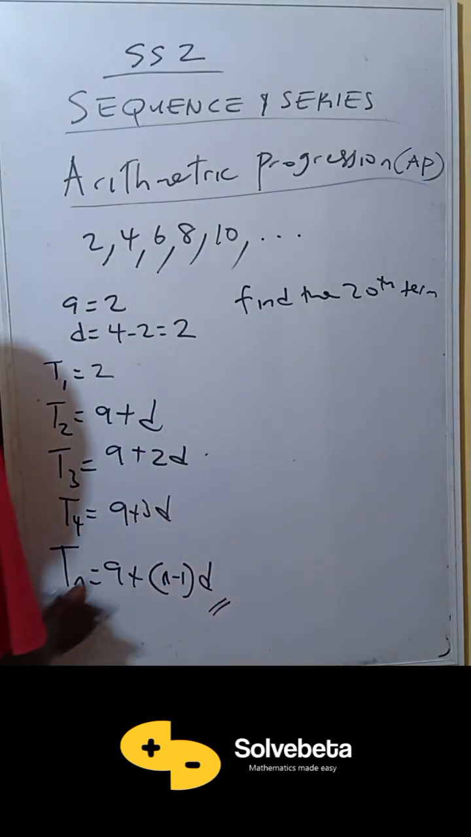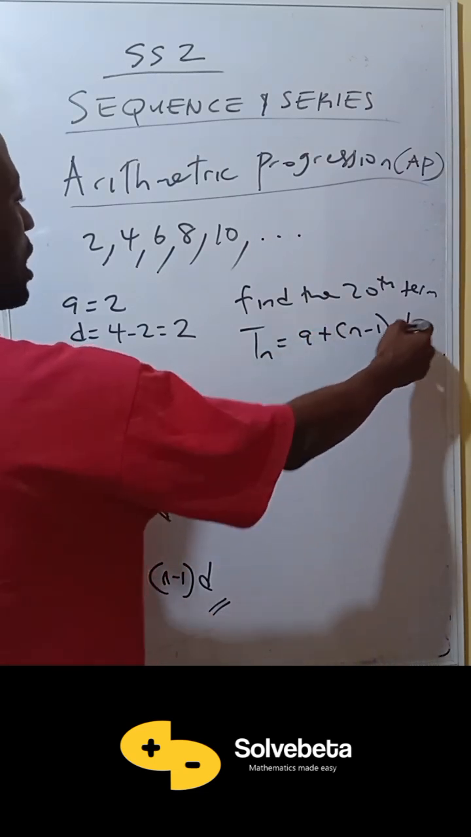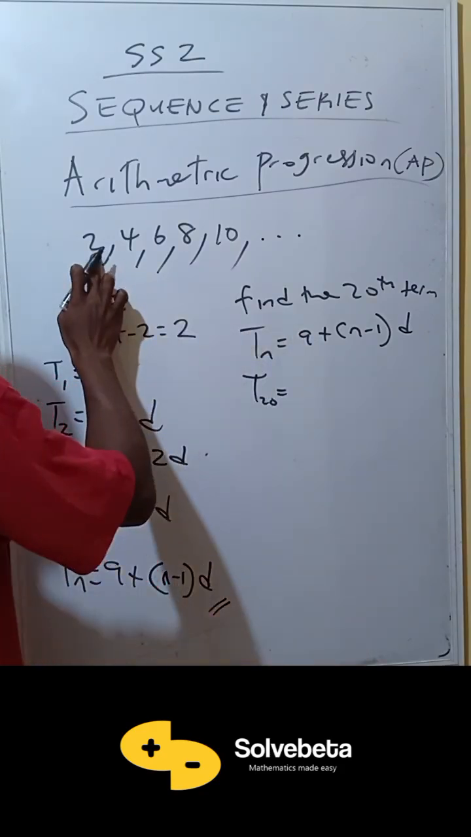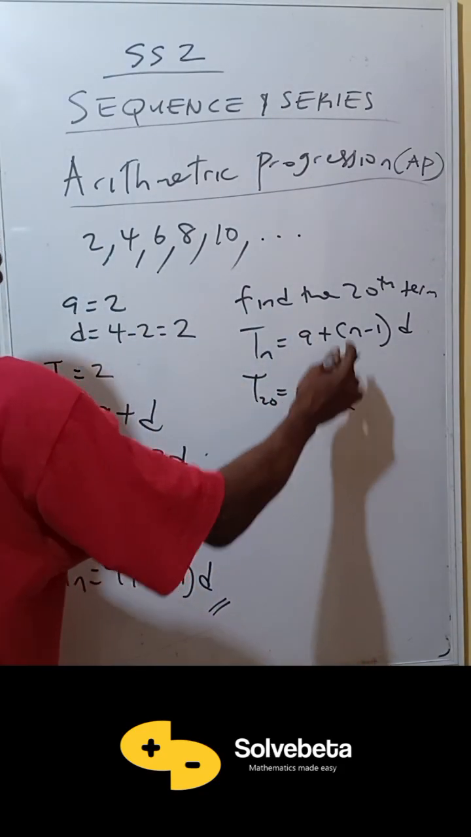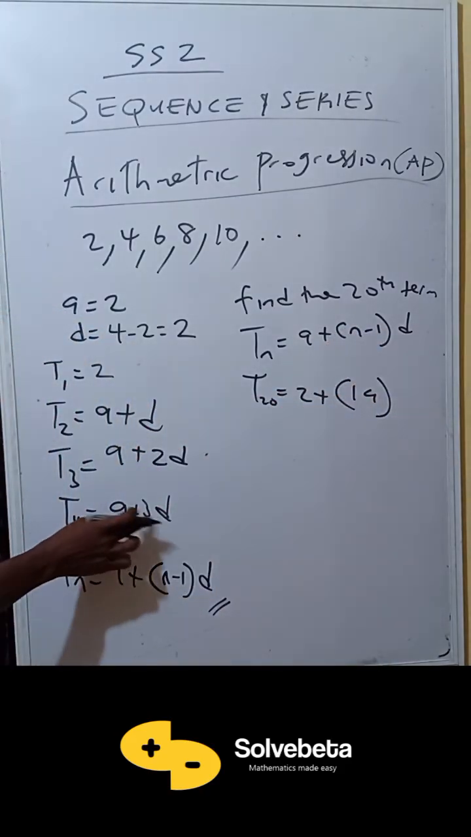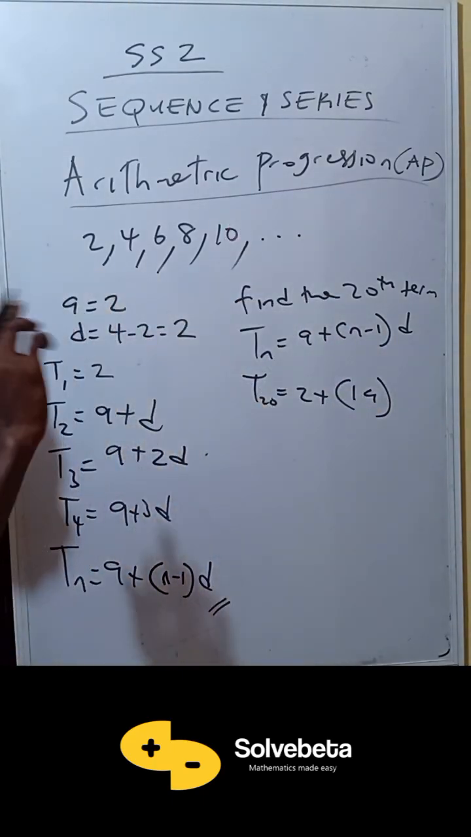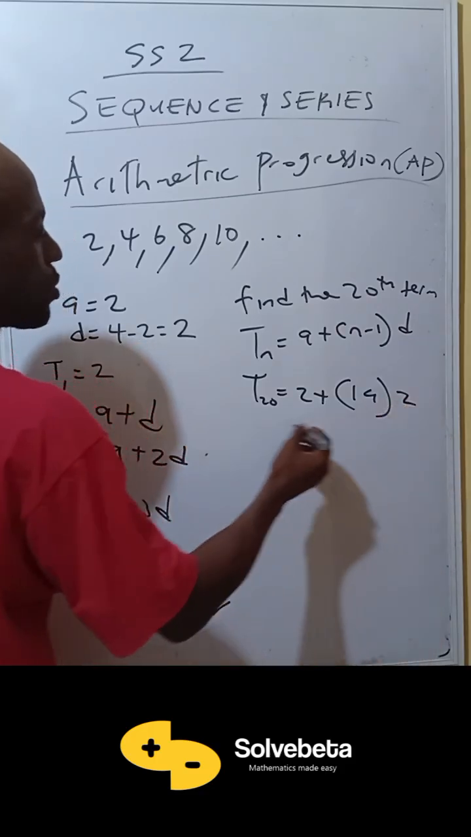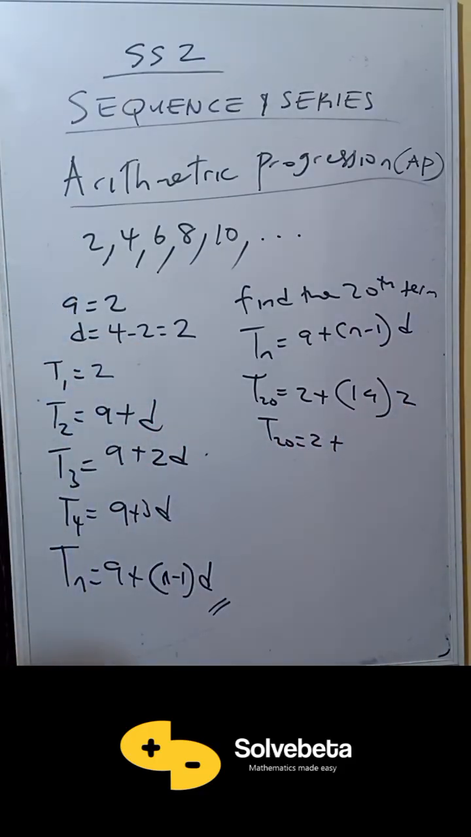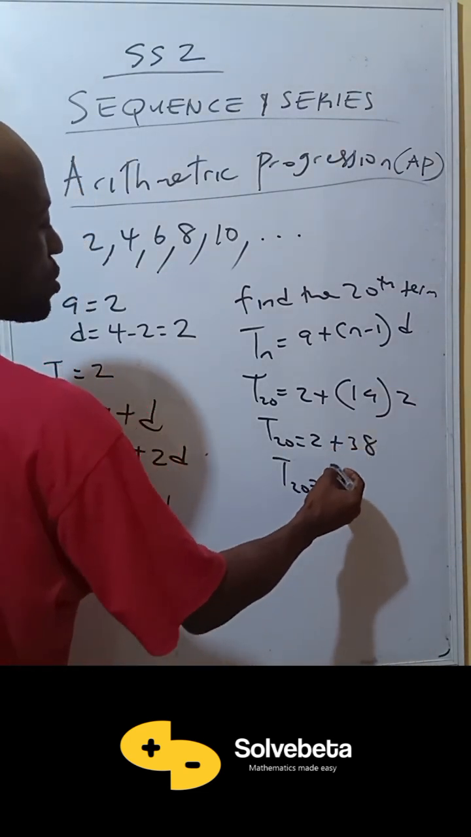It's very simple. You must memorize the formula: Tn is equal to a plus n minus 1 times d. So what is Tn now? The 20th term. A is still the same, 2. 20 minus 1, 19. Just like T4 is 3d, T20 will be 19d. What is d? D is the common difference. D is constant. The common difference is 2. So you have T20 is equal to 2 plus 19 times 2, which is 38. 2 plus 38, so the 20th term is 40.